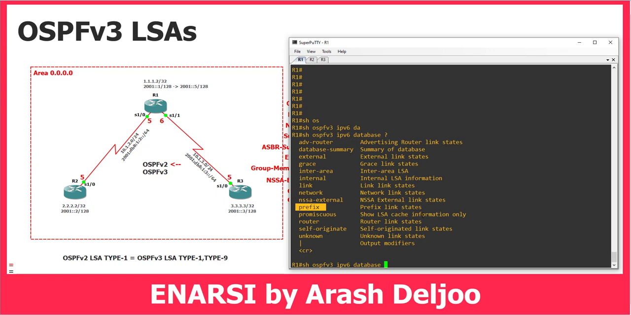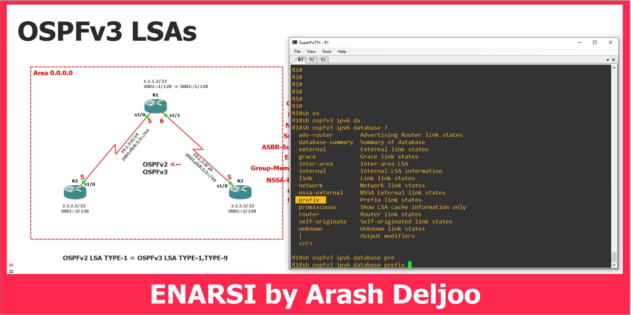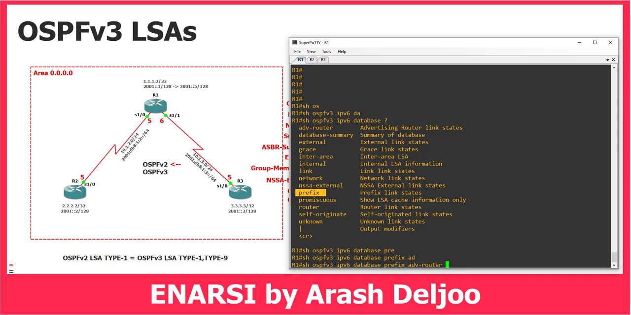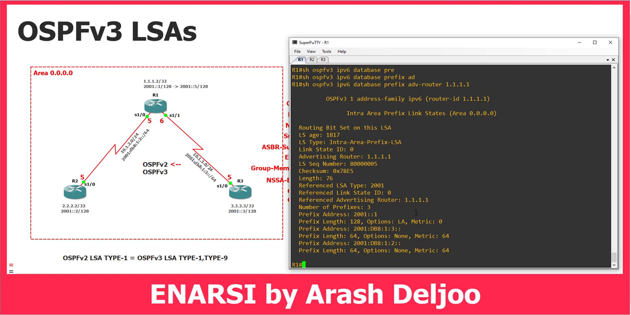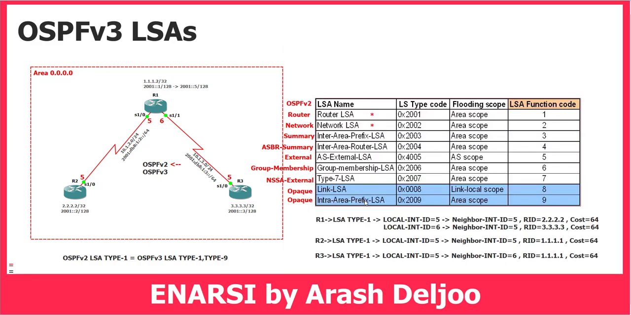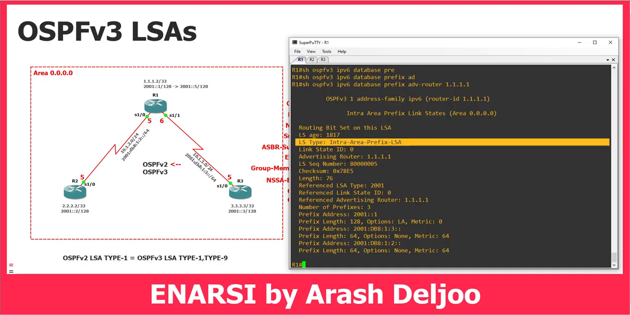Show OSPFv3 IPv6 database prefix. Again, advertised from, for example, router 1, quad 1. It is so easy. Here we have this information and all of it is understandable. Look at here again. Advertising router, quad 1. LS type, Intra-Area-Prefix LSA, as I mentioned before. After that, here we have this information.